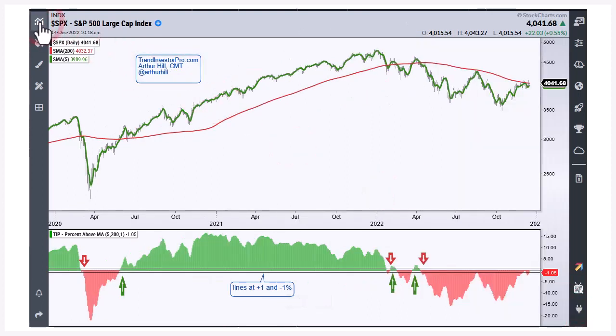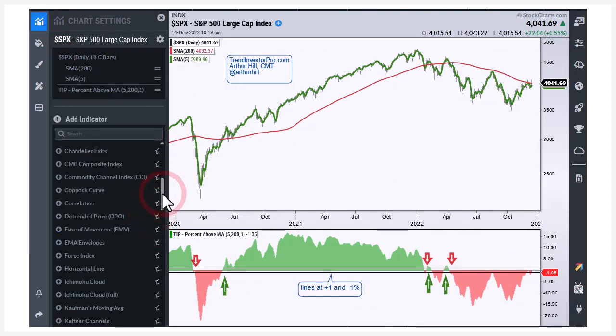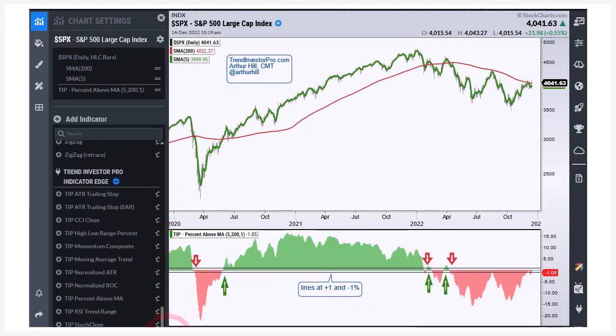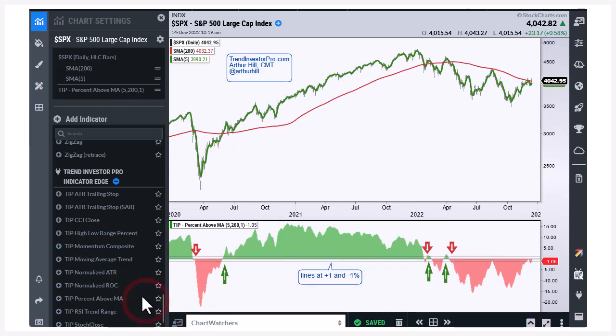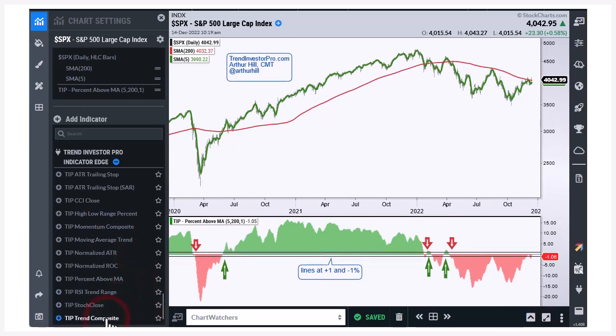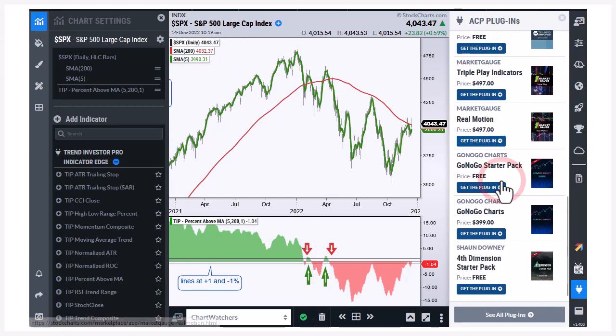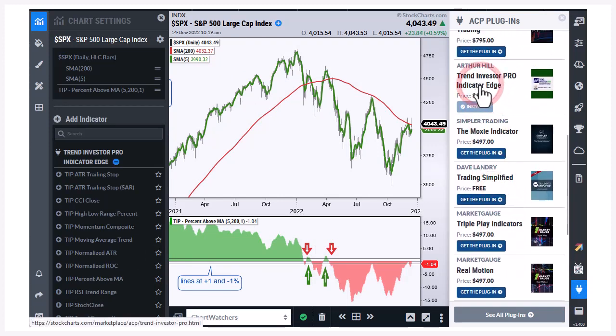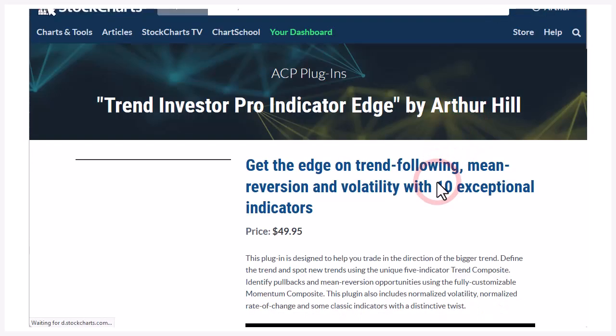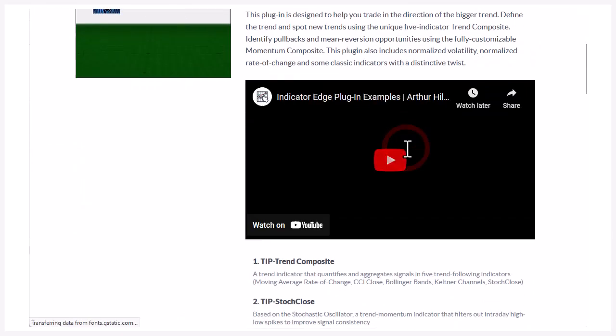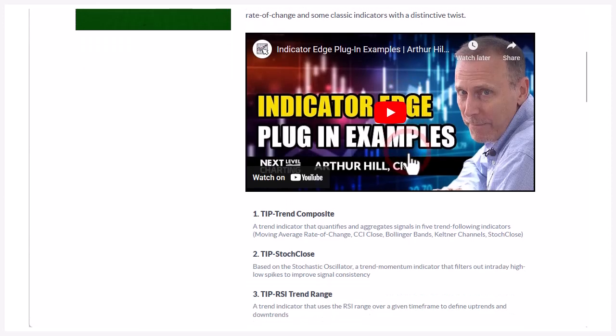If I go over to the top left, I can open up the indicator settings and scroll to the bottom. There are 11 indicators here. We've got an ATR trailing stop. We also have the momentum composite to look for overbought and oversold levels, as well as the trend composite, which is at the bottom there, and that aggregates trend signals in 5 different indicators. You can read more about it by clicking on that plugin link and then clicking on the actual plugin on the call out that comes up there. There is a video that explains how they work, as well as a detailed article.